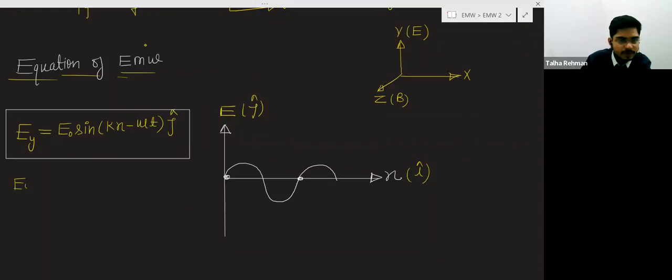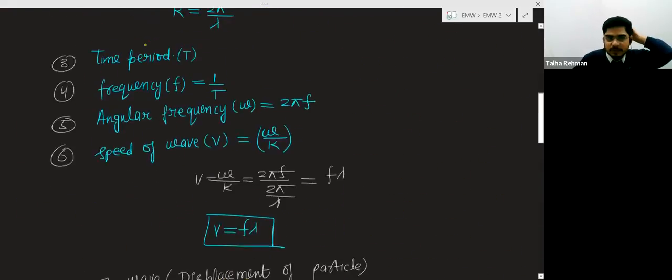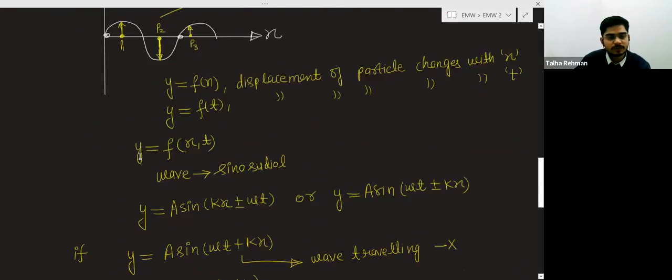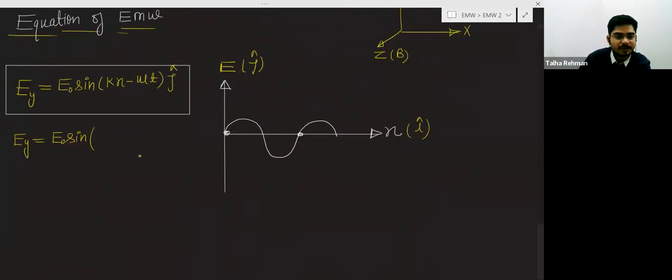Ey is equal to E naught sine (k, and we can write k as 2 pi by lambda. K is the wave number. So it will become 2 pi by lambda into x minus omega t, where omega can be written as 2 pi by T, into t) and j cap.